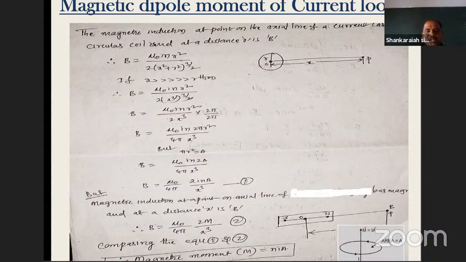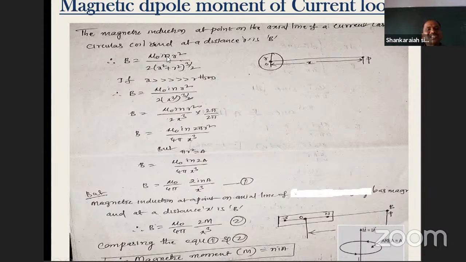Consider a circular coil of radius R carrying current I. The magnetic field produced at the center of the coil is already known. Sorry, the magnetic induction at point P, on the axial line of the current carrying coil at a distance OP equal to x, is B. B equals the already derived expression: B is equal to mu naught I N R square divided by 2 of (x square plus R square) whole power 3 by 2.